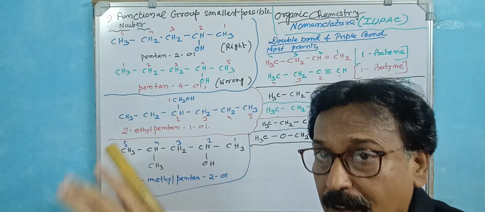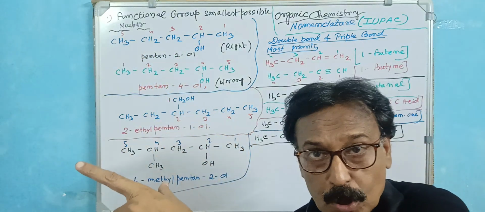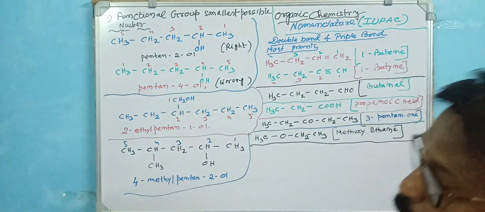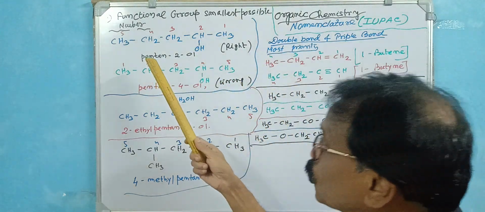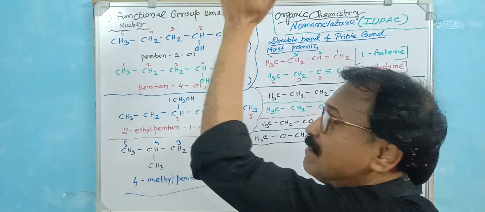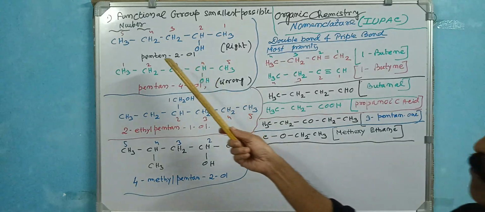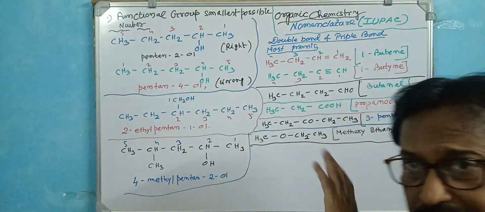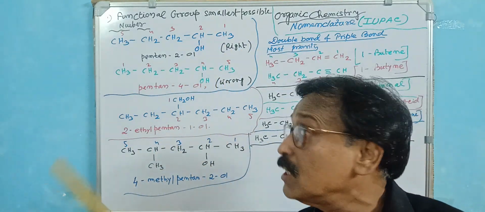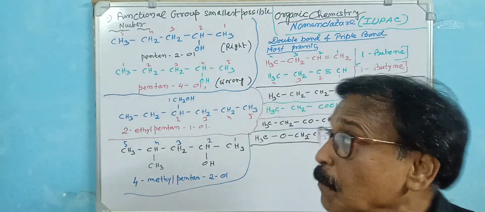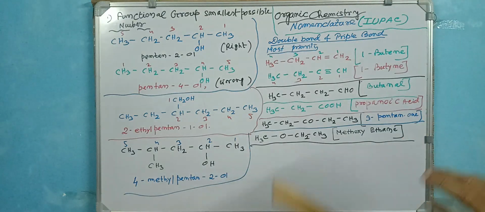Now, what is the naming, like the IUPAC naming? The 1, 2, 3, 4, 5 has a root, so this is pentane. And what is the position of the OH, the functional group? Number 2. So pentan-2-ol is the right naming of the IUPAC. On the basis of the IUPAC naming, the right naming is pentan-2-ol. This is clear. Pentane means the 5 carbon chain is there, and the OH, the hydroxyl group, is at the second position of the carbon. So pentan-2-ol. The priority is the lower position.